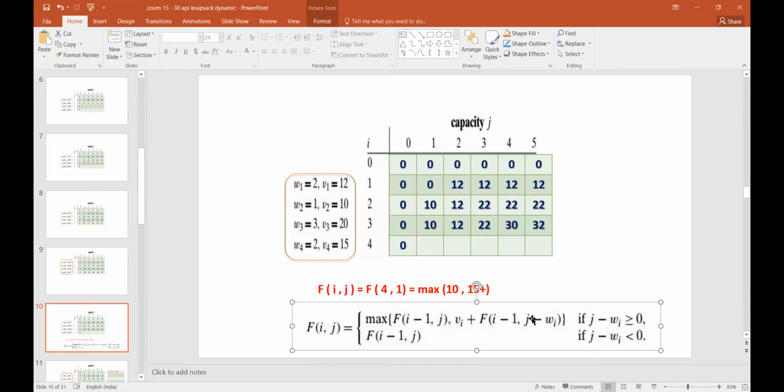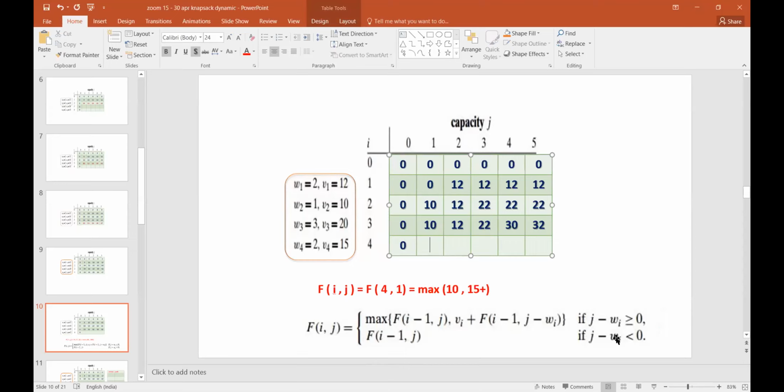What is the value of j here? Yes, I think we are considering the second case here. See here, f of i minus 1. What is f of i minus 1? i is 4, i minus 1 is 3, and j is 1. 3 comma 1 is 10. When must I keep 10 as it is?